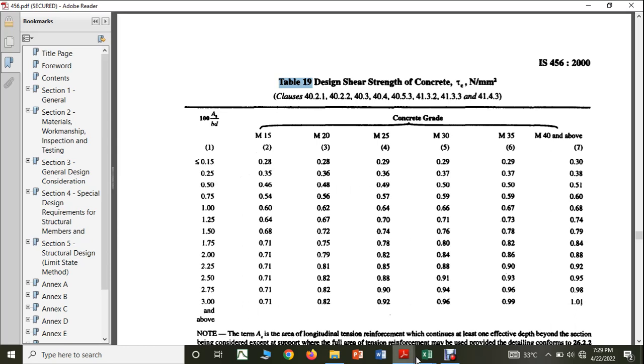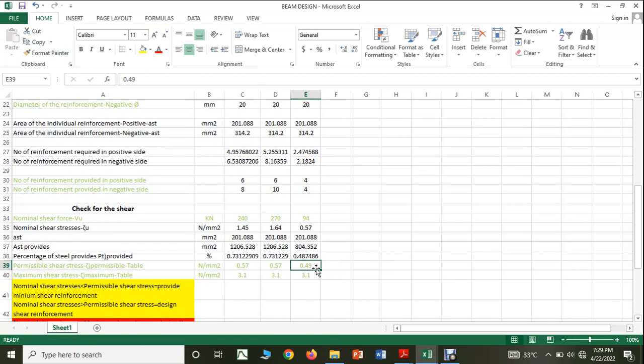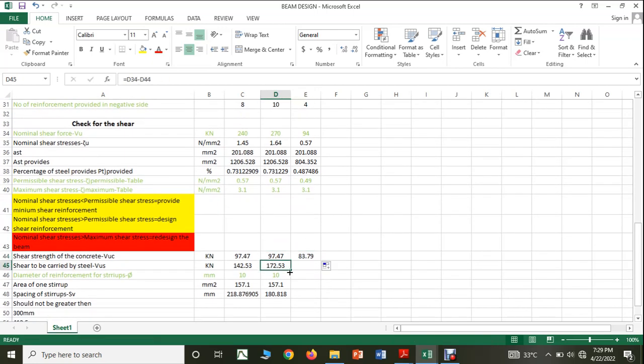you can see 0.49 is the permissible shear, and this will anyhow be 3.1, it will not change, right? Therefore the permissible shear is 0.49 and the nominal shear is 0.59, so you are supposed to design for it, and anyhow this is not more than the maximum, therefore safe. You are supposed to provide the shear reinforcement. This is the Vuc value, and this is the corresponding Vus value.